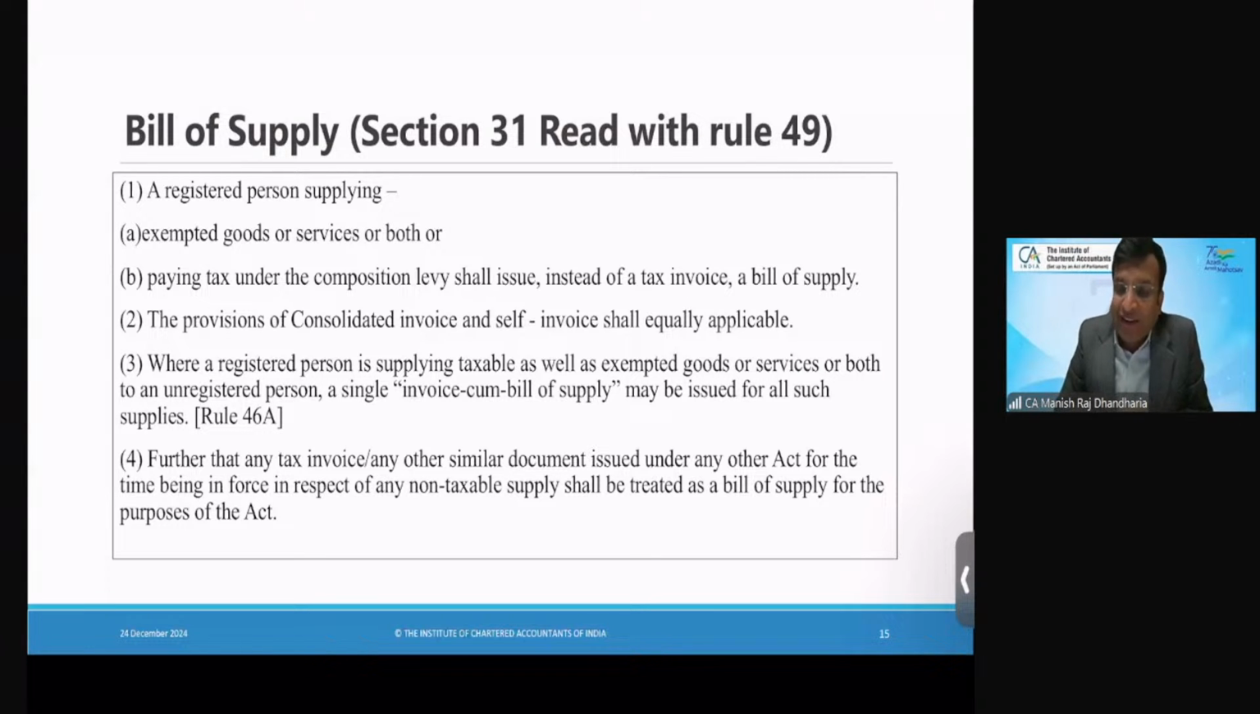in spite of the fact there is tax involved, 1% or 5%? It is small, but it is still tax. Then why still bill of supply? Can anyone answer? Someone has written concessional tax rate, no ITC. Not a correct answer. Anyone else?